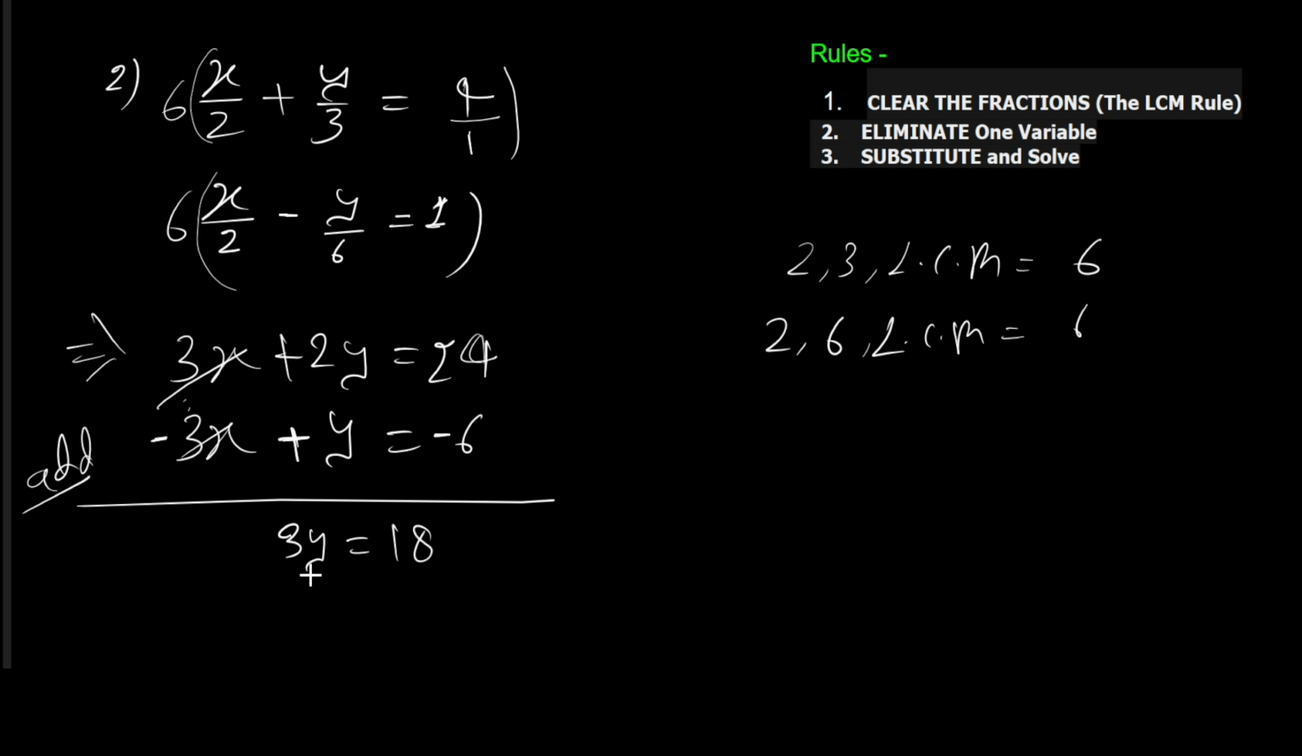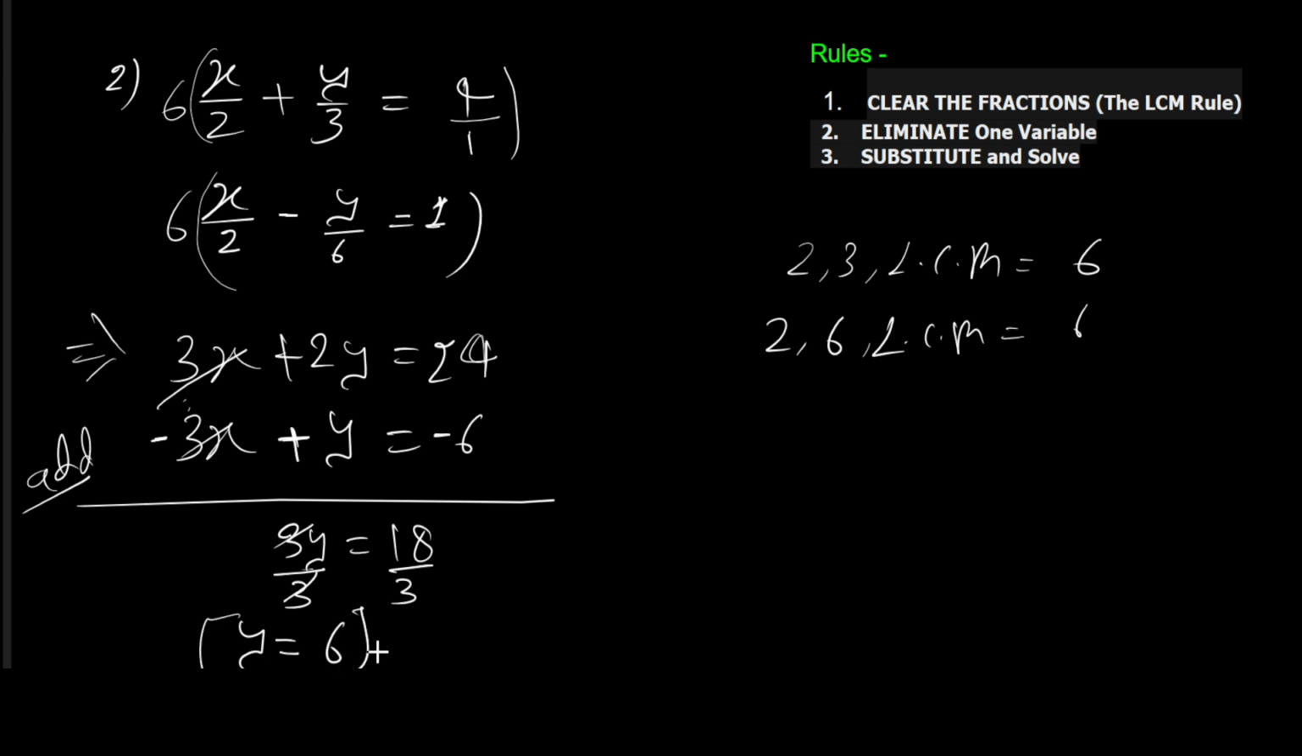So I'm going to divide both sides of the equation by 3 to eliminate this 3. This 3 and this 3 will cancel out. So y equals 18 over 3, which gives us 6. So here is our solution.